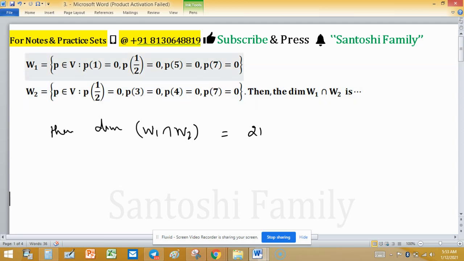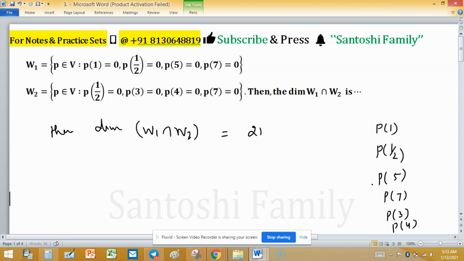So how many restrictions are there? P1 is the first restriction for an element belonging to the intersection. Then P half, P5, P7, P3 and P4. P1, P half, P5, P7, P3, P4: 1, 2, 3, 4, 5, 6. So subtract 6. So the dimension is equal to 15.